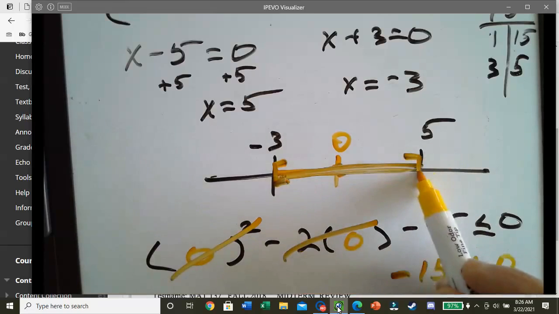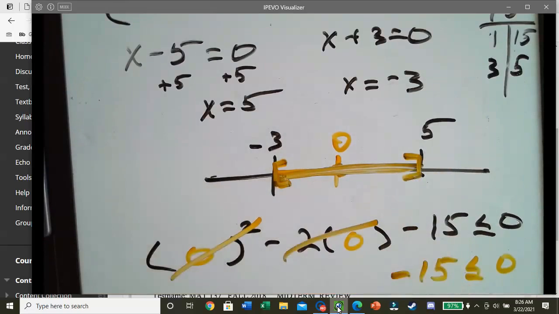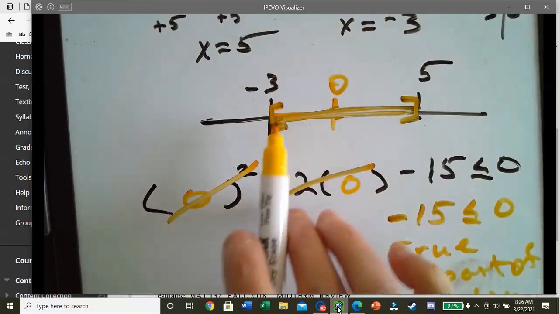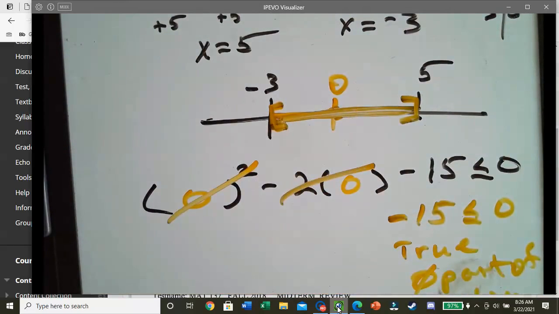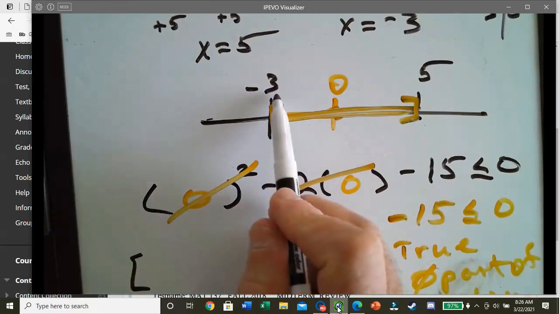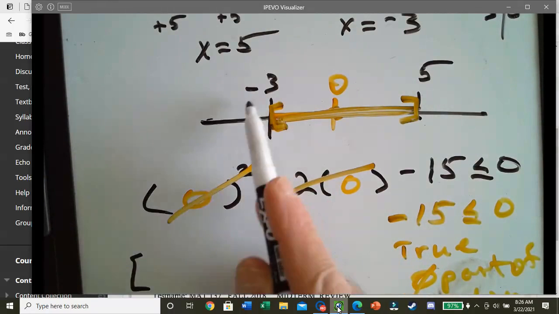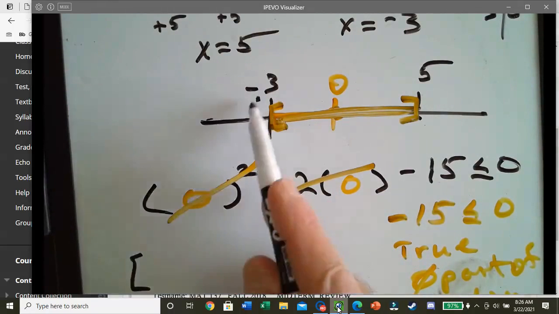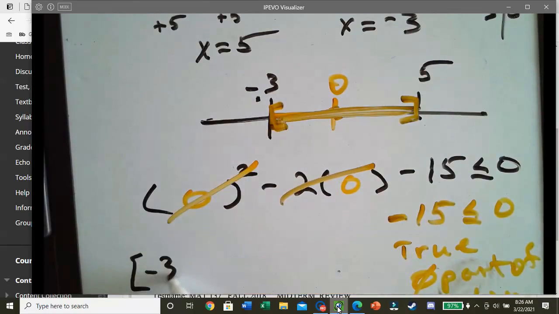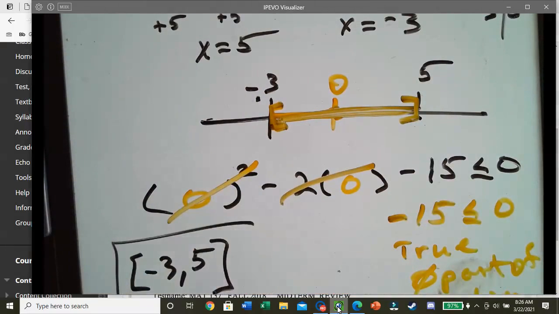Closed bracket. Well, if one's a closed bracket, the other one's a closed bracket. So now you just use your number line to come up with your solution. So this will be a closed bracket to what? And what do we put here? Closed bracket, negative 3, 2, 5, closed bracket. And that's our solution.